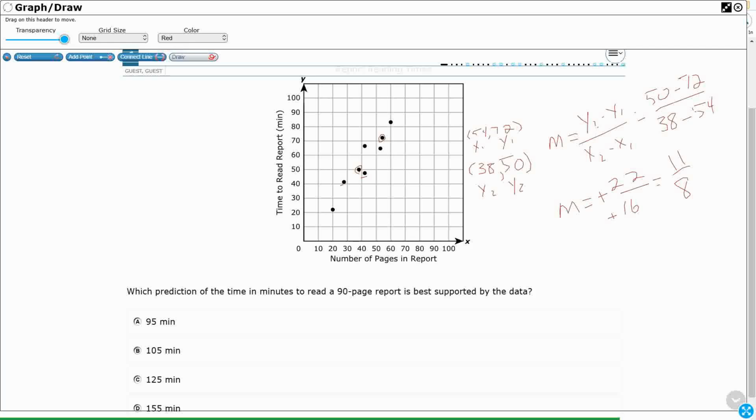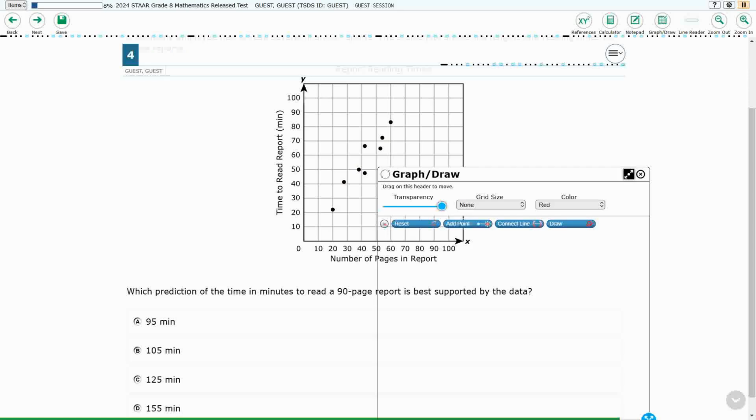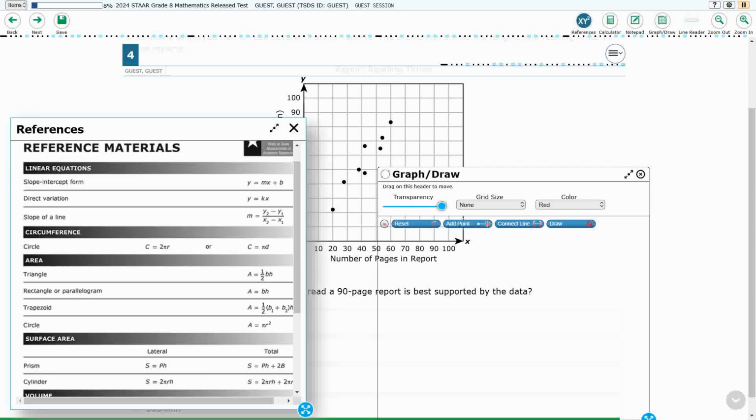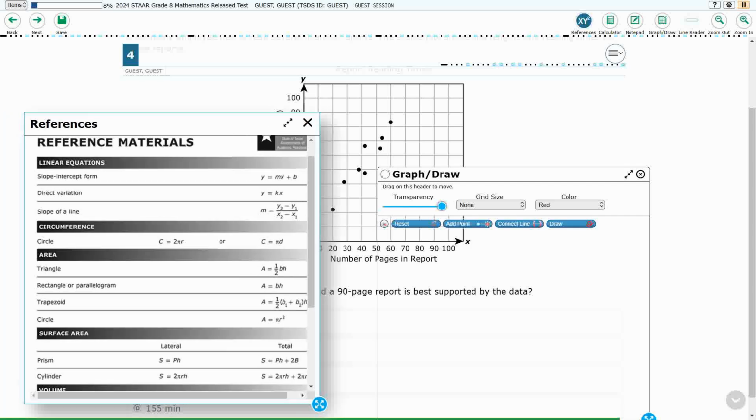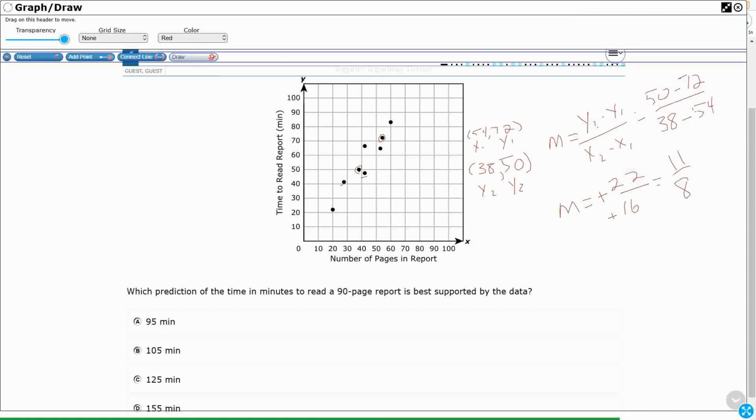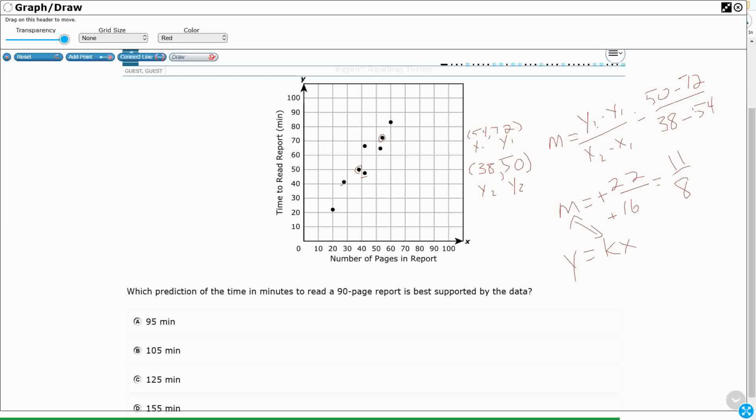Now, how does that help me if I figure out what the slope is? Well, let's see if we have that here. Direct variation. Look at that. This is a proportional graph, right? We're starting at the origin, which means we have direct variation. Y equals kx, excuse me. So we can say y equals kx direct variation. Well, this k is representing my slope. So I can say y equals 11/8, and then the x they wanted us to use is 90.